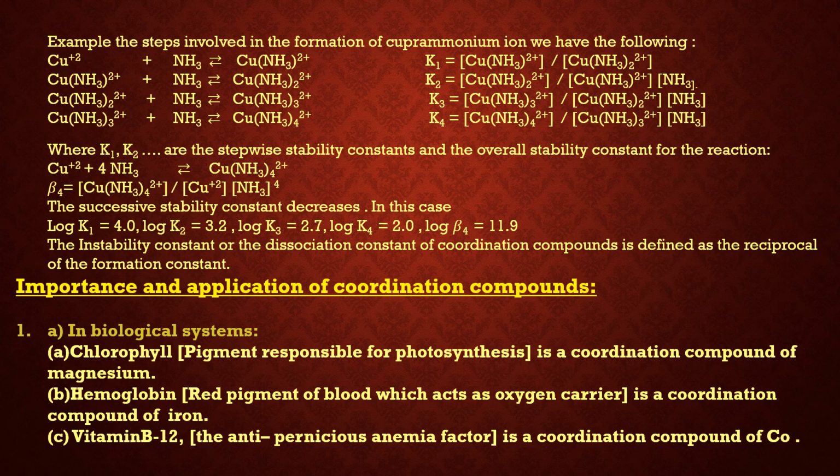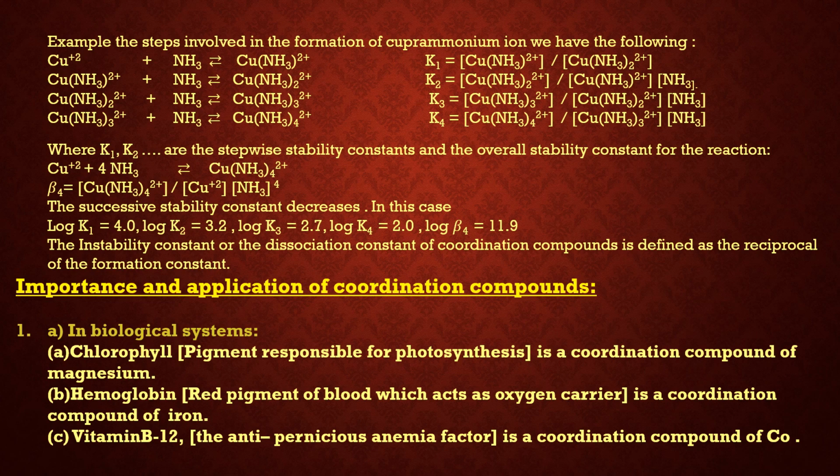Now the overall reaction is Cu2+ reacting with 4 molecules of NH3, and it is converted into the tetraamine copper 2+ ion. Now the overall stability constant β4 is equal to the concentration of [Cu(NH3)4]2+ divided by the concentration of Cu2+ and the concentration of NH3 raised to the power 4, as 4 ligands are involved.